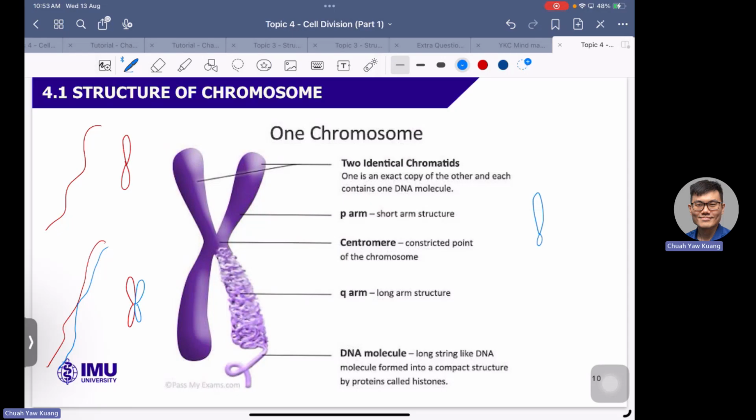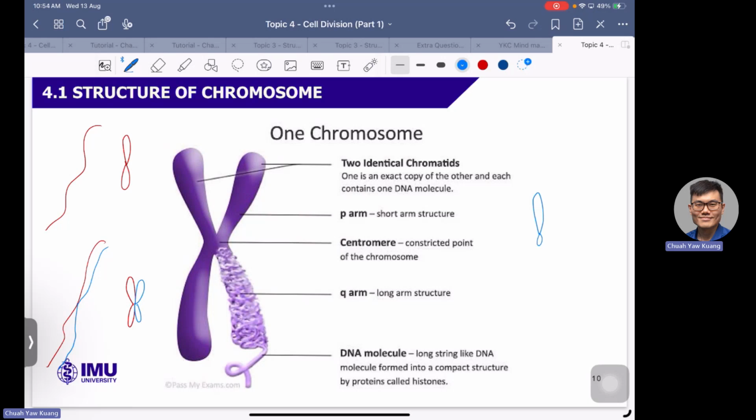If, let's say, it's the longer one, we don't care whether it's up or down. As long as it's longer, it means it's the Q arm. Shorter means the P arm. It's not necessarily that the one on top is the shorter one. Sometimes it can be vice versa. So that would be the chromosome.